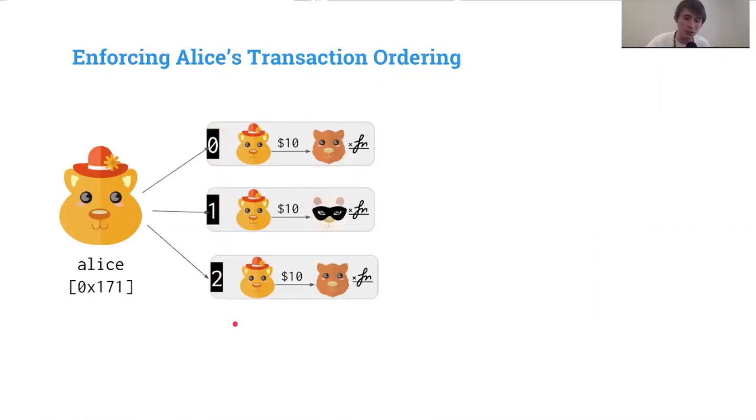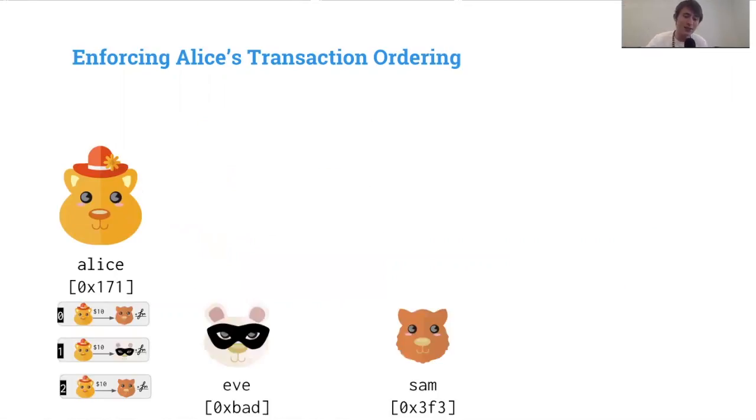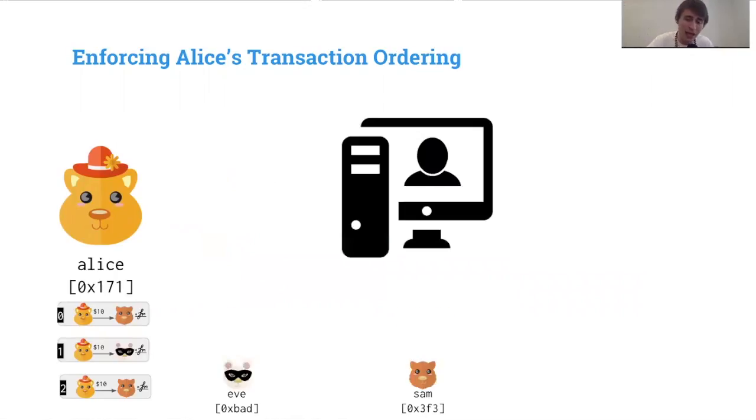So now we've got these 3 transactions, and you'll notice the nonce 0, nonce 1, nonce 2. So this nonce tells us which transaction came first, and we're able to know this because they all originate from Alice. They're all from Alice. So let's see, there's Eve and there's Sam. These are the people that Alice is sending the message to. And there's our central operator.